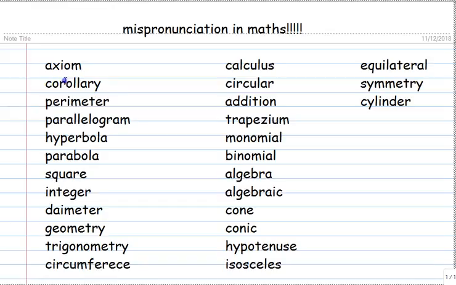The second word is corollary. Corollary is actually a fact that is a natural or direct result of another one. The third word over here is perimeter. Perimeter of a rectangle, triangle. So perimeter is nothing but the boundary of something. There is another word related to it, called parameter. Perimeter and parameter.